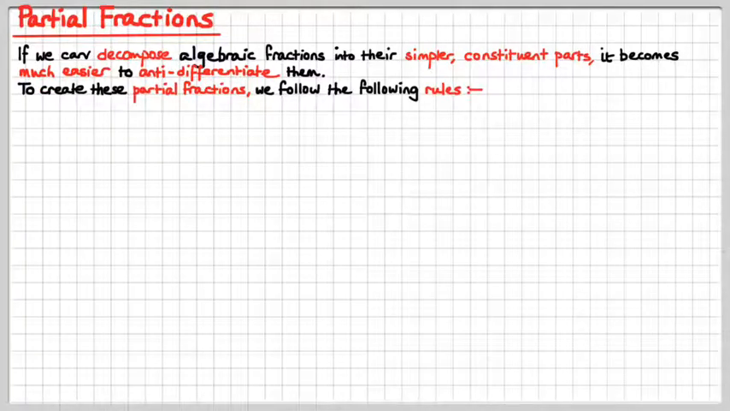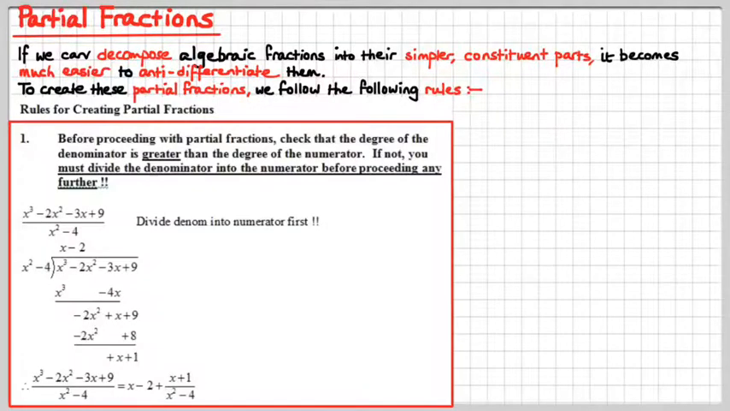To create these partial fractions, we use the following rules. Now, we've got to watch this and get it off to a fine art, guys. Before proceeding with partial fractions, we check that the degree of the denominator is greater than the degree of the numerator. If not, and this is the biggest mistake that students make, please get this. If not, you must divide the denominator into the numerator first before proceeding with any partial fractions whatsoever.